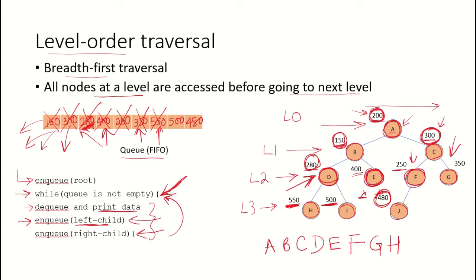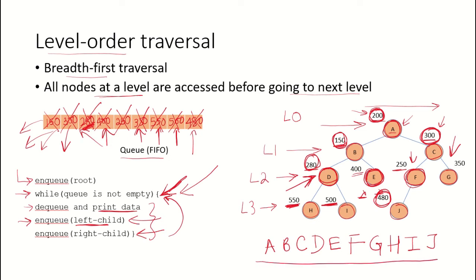Now we go to the next node in the queue, which is 500, and print its data I. It does not have any left or right child, so again nothing is enqueued. Then we go to the next in the queue, which is 480, and we print its data J. Again, since it does not have any right or left child, nothing will be enqueued. Now when we go back to check the condition, we see that the queue is empty.